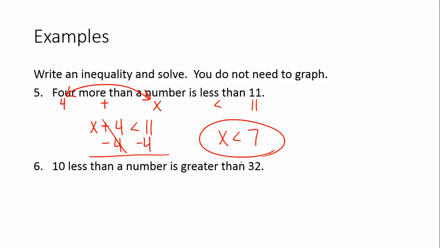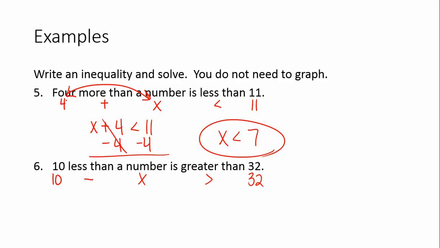If you'd like, you can try number 6 on your own. 6 less than a number is greater than 32. Or excuse me, 10 less than a number is greater than 32. So we have 10 less than, which is subtraction. Our number we can call x, greater than, and we're talking about 32.